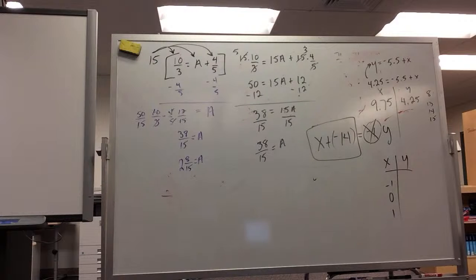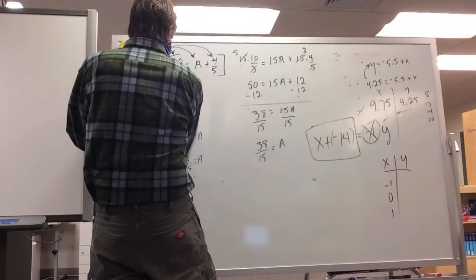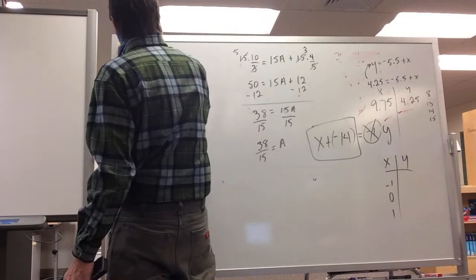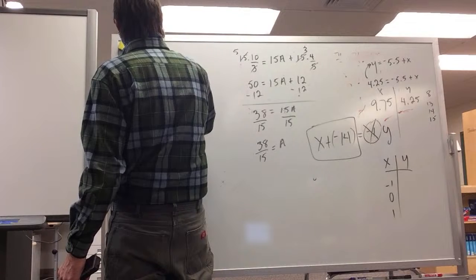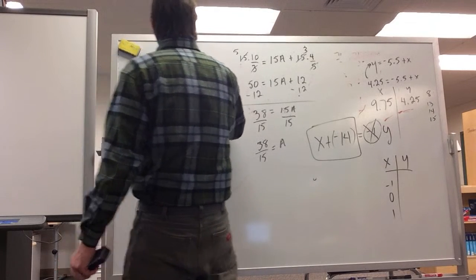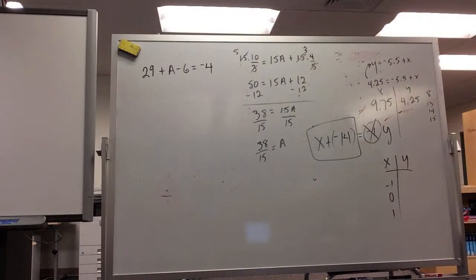Okay, 15: 29 plus a minus 6 equals negative 4. Can somebody read that one to me again? 29 plus a minus 6 equals negative 4. Is that correct? Okay.